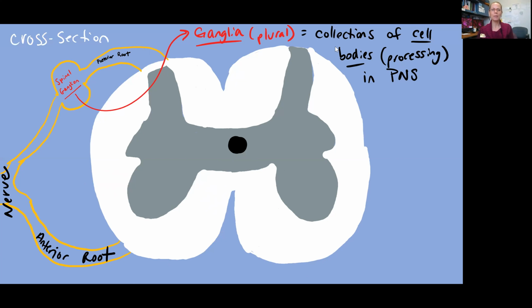Okay. The other thing to note is in the past, and you might still see it in some diagrams, the posterior root has also been referred to as the dorsal root. And so the spinal ganglion has also been called the dorsal root ganglion. So you might see those as synonyms, and that's okay. And then the anterior root has also been referred to as the ventral root. So you might see that used, and I might accidentally slip up and call it that from time to time.